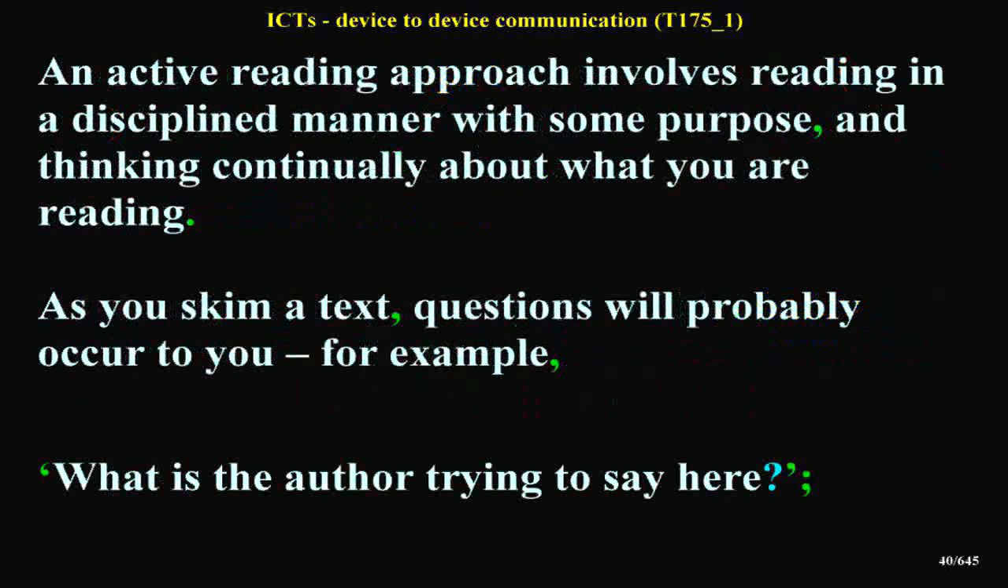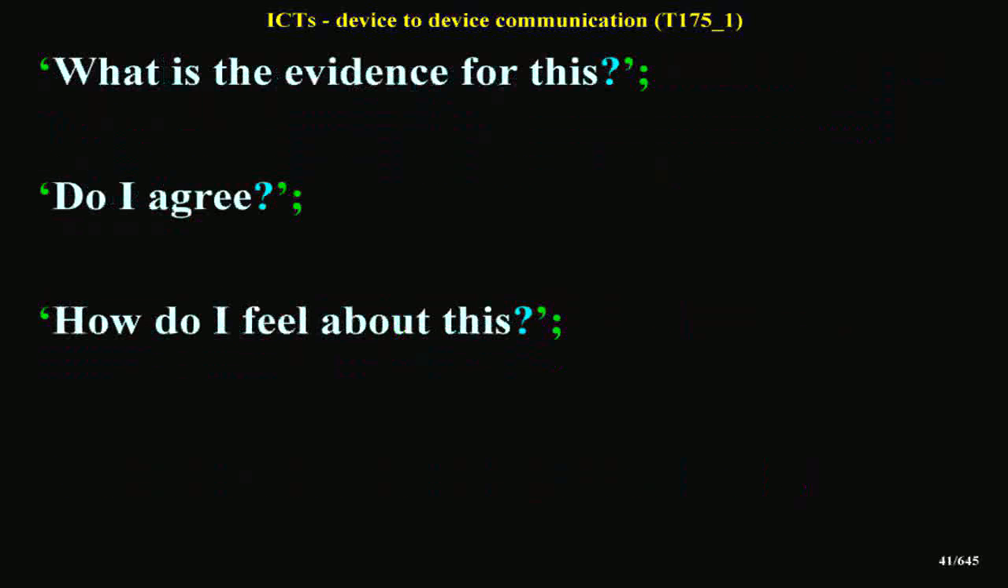An active reading approach involves reading in a disciplined manner with some purpose, and thinking continually about what you are reading. As you skim a text, questions will probably occur to you. For example, what is the author trying to say here? What is the evidence for this?